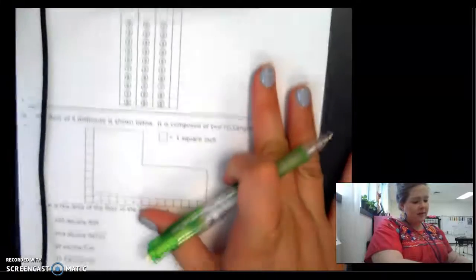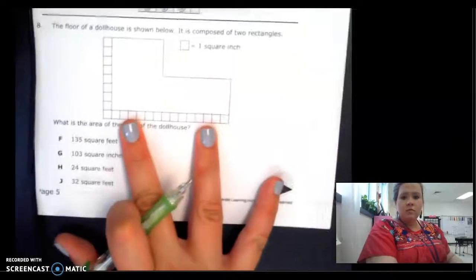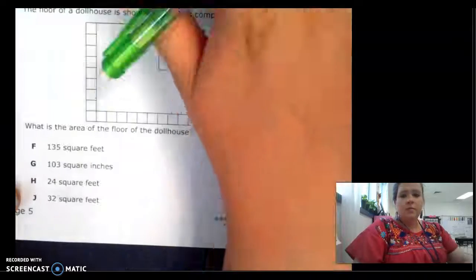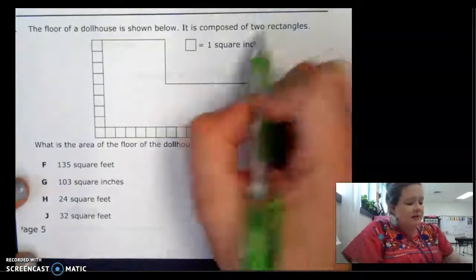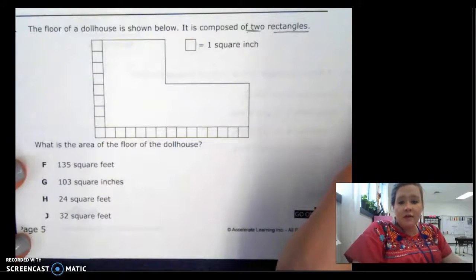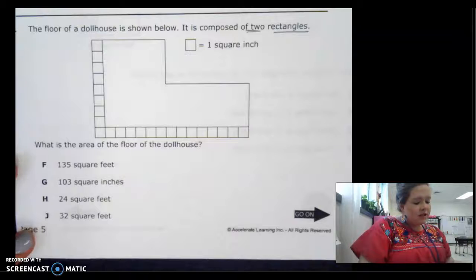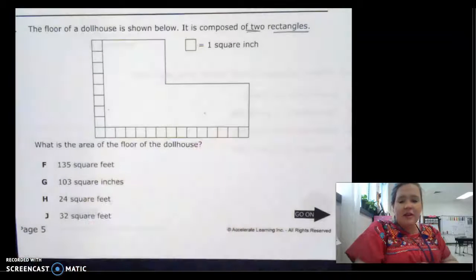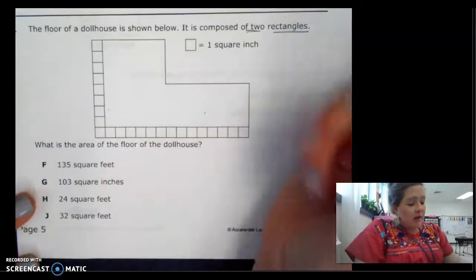All right, let's look at an area question. The floor of a dollhouse is shown. It is composed of 2 rectangles. What is the area of the floor of the dollhouse? All right. So how many different shapes do we have in this figure? Good, we have 2 different shapes.